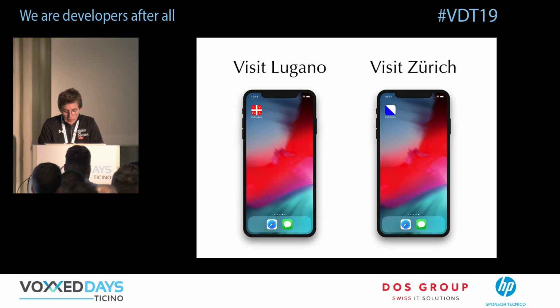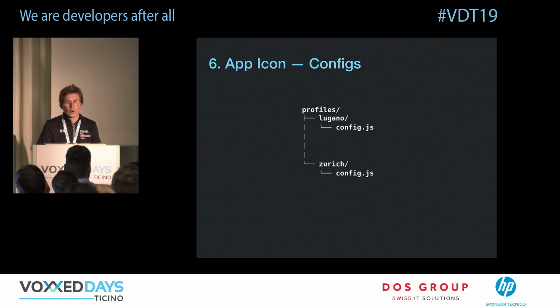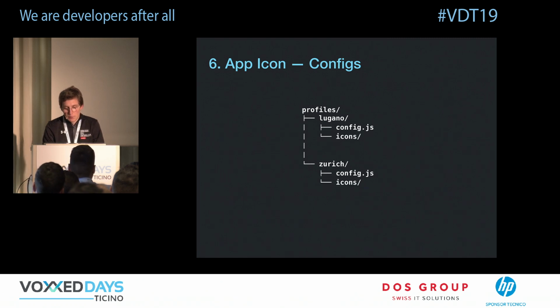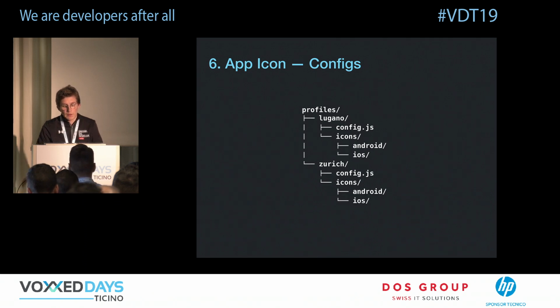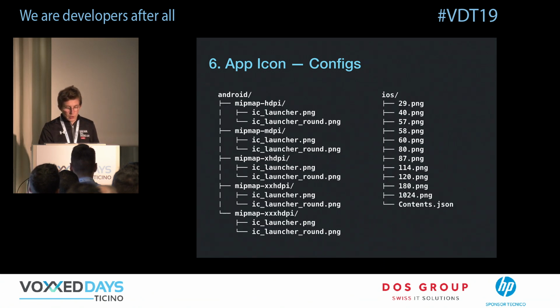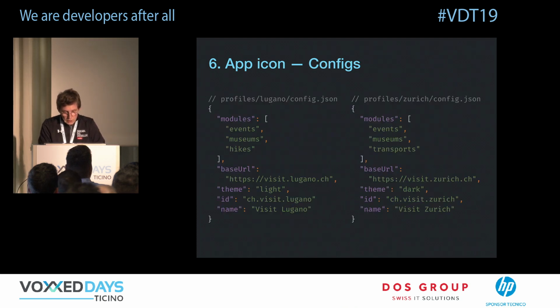We want to deal with them as well. This time we need to put them somewhere, so we open our profiles directory. For each application, we are going to create an icons directory too, and this will be divided between Android and iOS. In these directories, we will put all the images we need. Those are kind of standard, so I'm just going to skip over this. It's standard, just a mess. And in the configuration file, we are going to tell the engine where to find them.